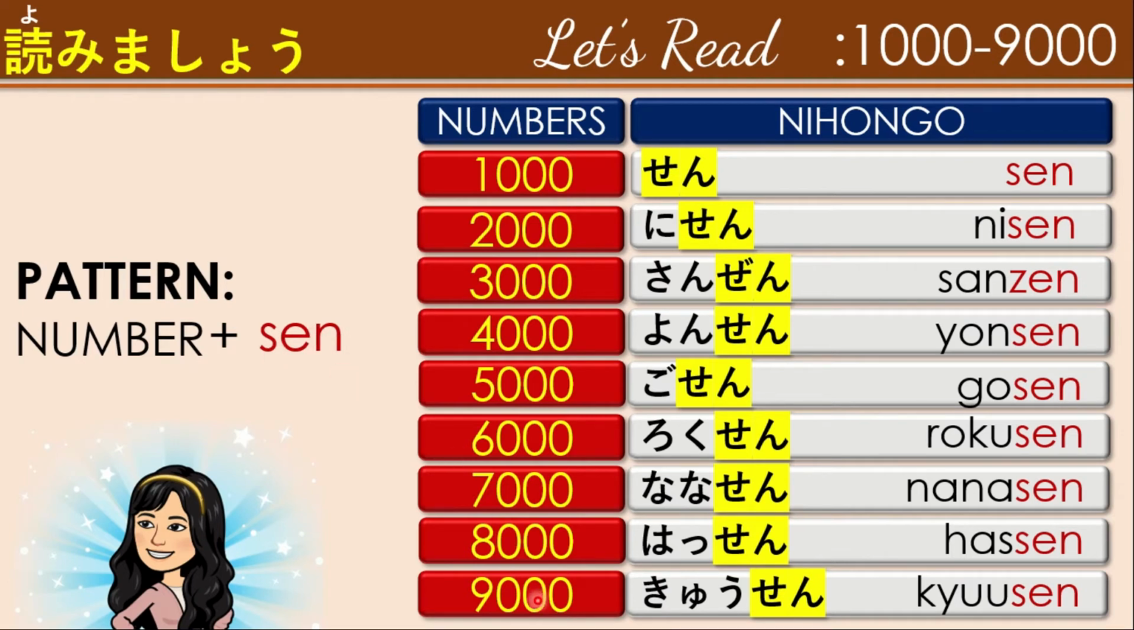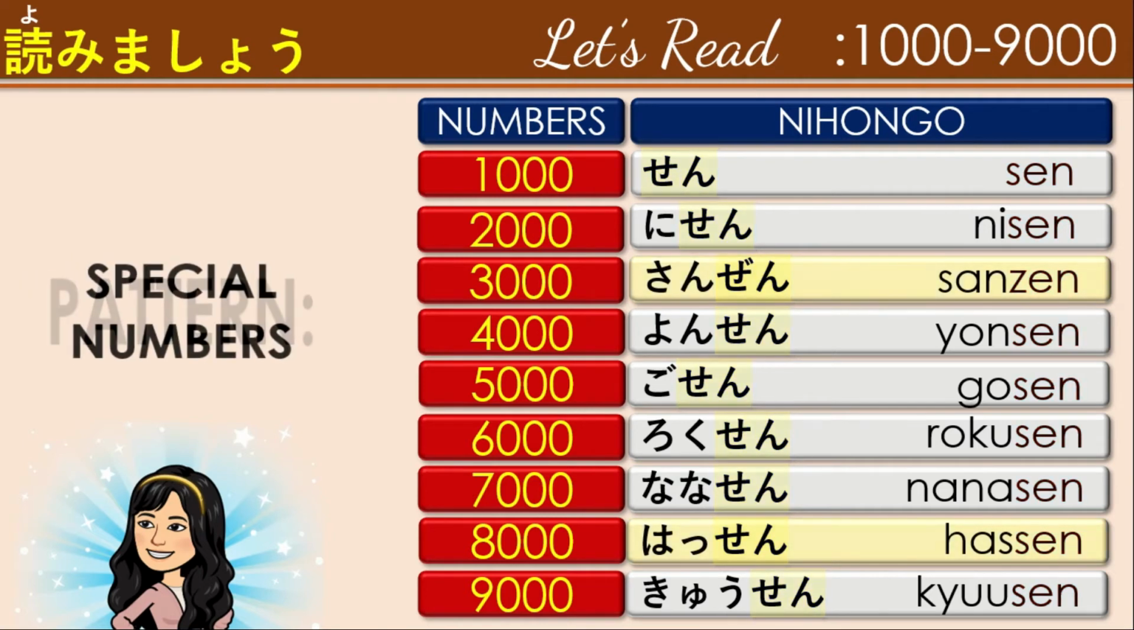Same with 9,000. There are nine 1,000s, so 9 pieces of 1,000 to get 9,000. So you have your number 9 for 9,000. That's kyuu in Nihongo. Then add the word sen. So it's kyuu-sen. And these are the special numbers.